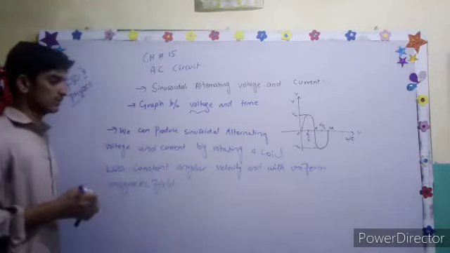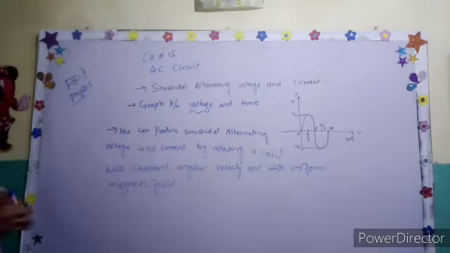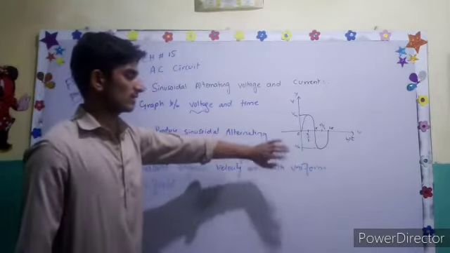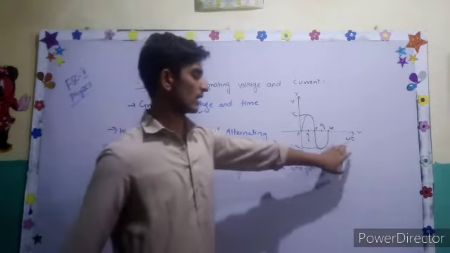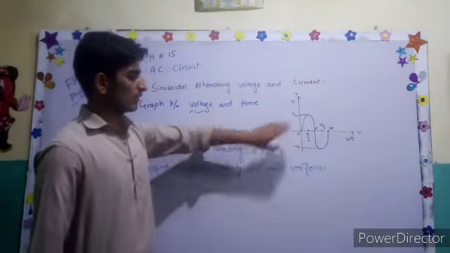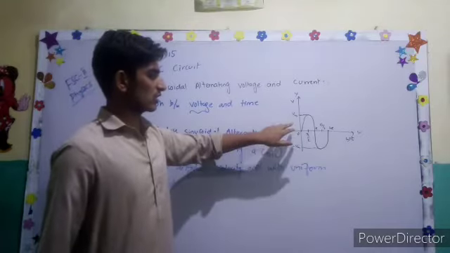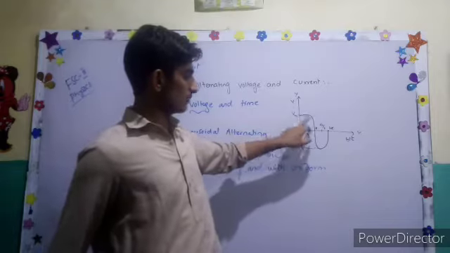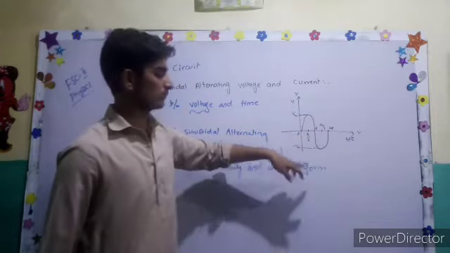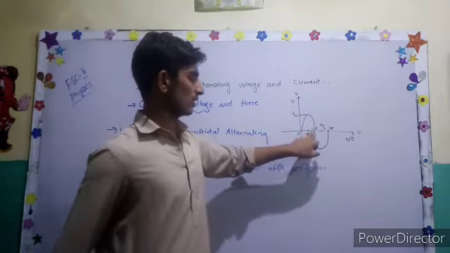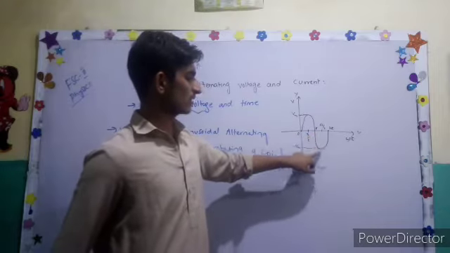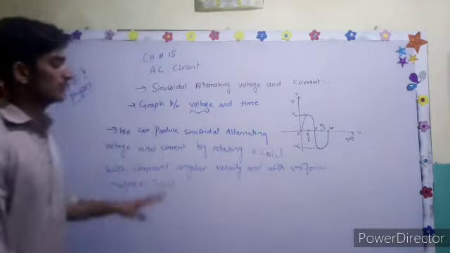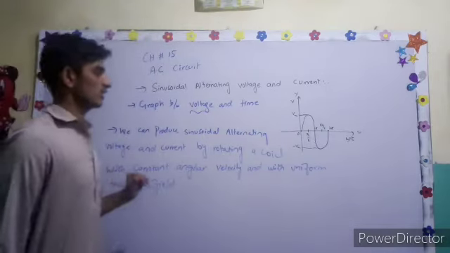So students, in the graph having x-axis and y-axis, on the x-axis you can see the product of omega with time. First of all, voltage reaches its maximum position Vm, and then it decreases, going to pi, and there to the negative maximum, and then to 2 pi. This is a complete cycle for a sinusoidal alternating voltage.